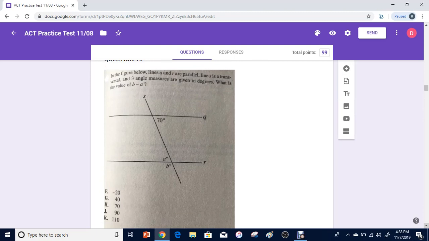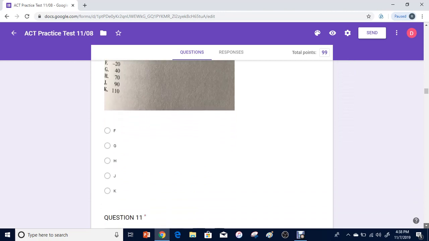You're welcome. All right. When I have parallel lines like Q and R, and they're cut by a transversal, my opposite interior angles are equal. So 70 and A are equal. Well, because I know this is a line, B is going to be 110. Follow the instructions from there.